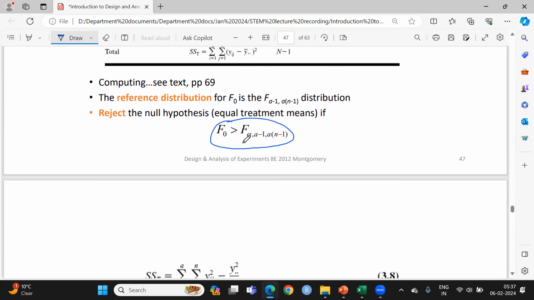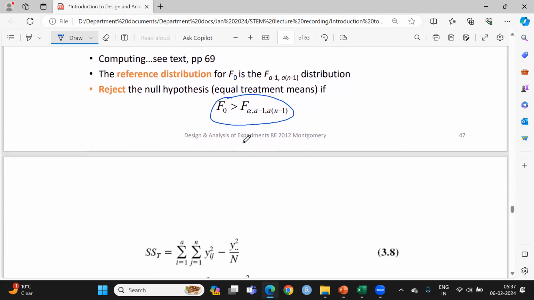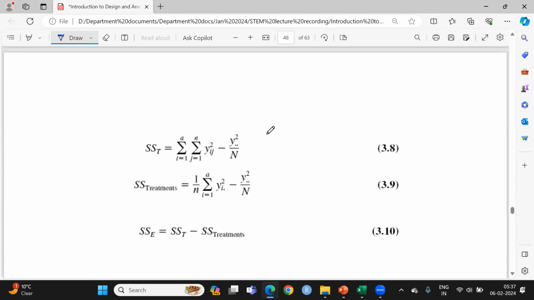So I'm not spending more time, because the criterion is the same. We have to compute the test statistic and compare its value with the tabular value of the test statistic. If the tabular value is less than the calculated value of the test statistic, then we reject the null hypothesis. Otherwise, we do not reject the null hypothesis.